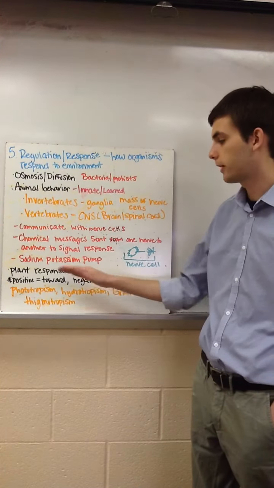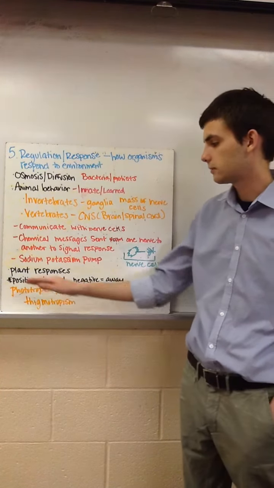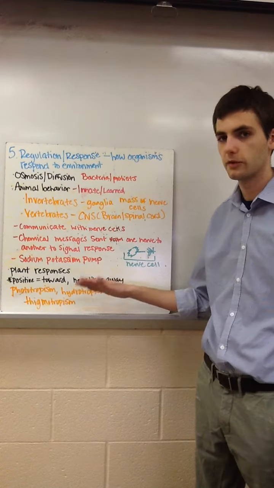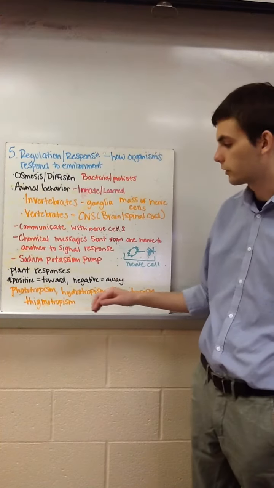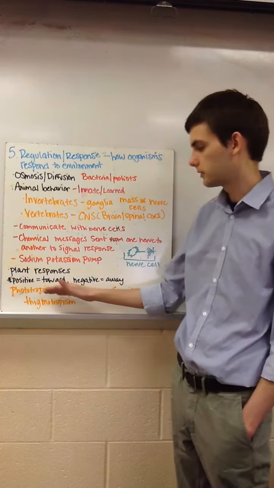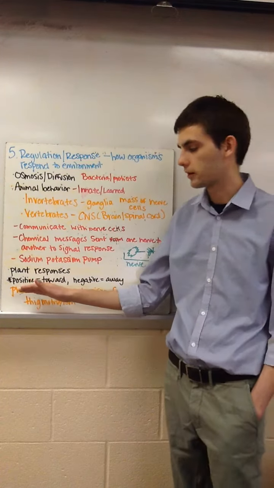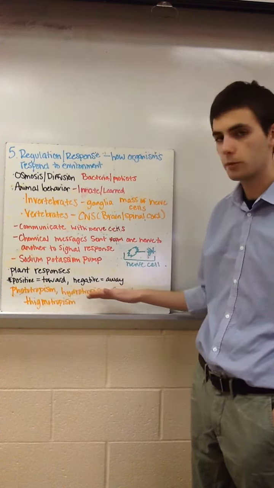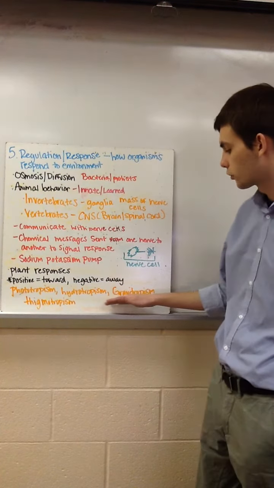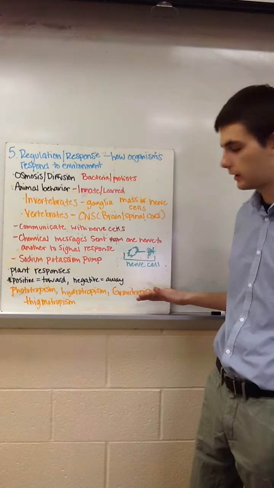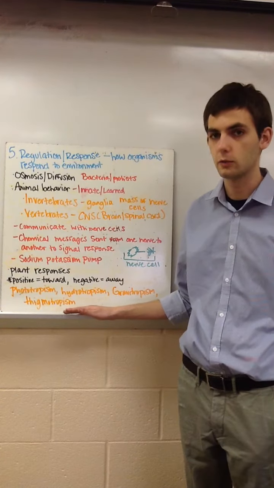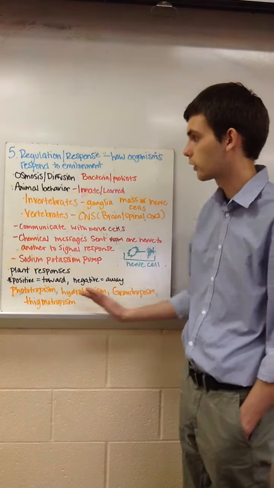There are also a couple of plant responses. So with plants, it's positive if the plant's moving towards the stimulus, and it's considered negative if it's moving away from the stimulus. So there's a couple of types. Phototropism, photo means light, tropism means response. That's the response towards light. Hydrotropism is the response to water. Gravitropism is the response to gravity. And thigmotropism is the response to touch. And again, those only occur in plants.